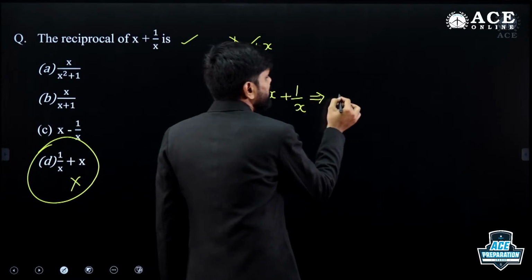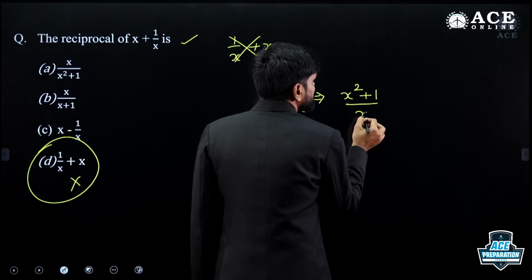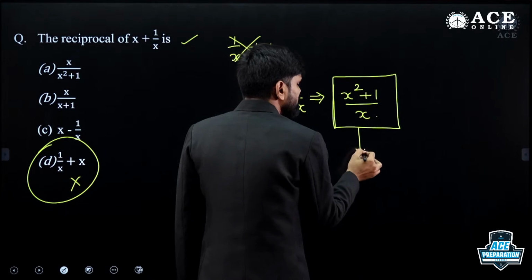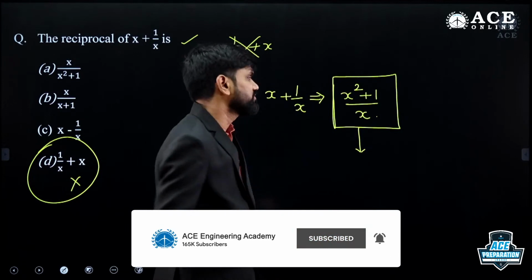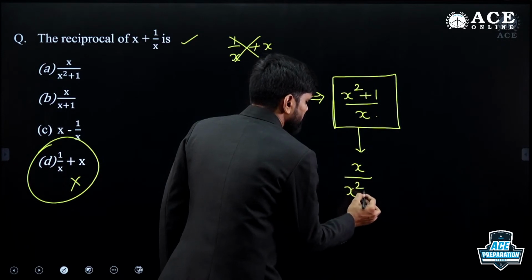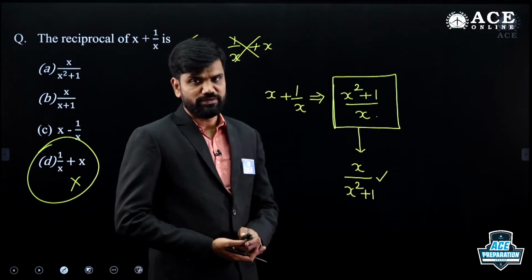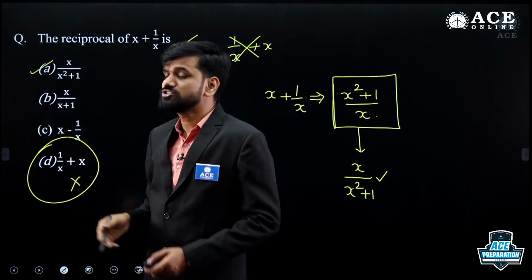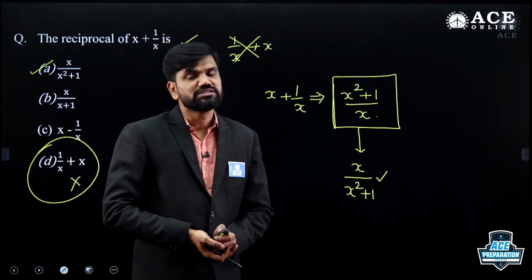So x square plus 1 by x. This is the expression. I want the reciprocal of this one. If you want the reciprocal of that, you interchange numerator and denominator. So that will give you how much, dear? X by x square plus 1. Hence your answer has to be x by x square plus 1. That should be option A. This is a very fundamental problem that we have seen in SSC CGL.